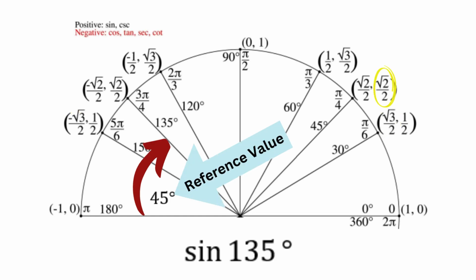All right, let's try another example. Let's do the sine of 135 degrees. Again, we're in quadrant 2. If we subtract 180 minus 135, we get the reference value of 45 degrees. So we'll be using the points at 45 degrees to come up with our solution.